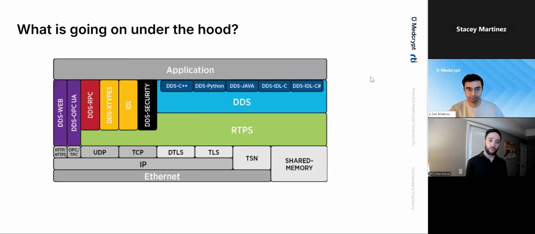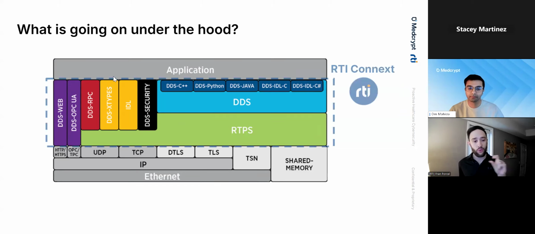Now, let's take a look very quickly at what's going on under the hood. If we think of a network stack where we have the network layer at the bottom and your application on the top, where does Connext fit in? Connext will be this portion here. You can see here at the very bottom we have Ethernet, IP, then UDP, TCP, or any of the secure transports. We also see coming up more recently, TSN is becoming more and more popular. Or if you want to avoid the network altogether and have communication within your device, you can use shared memory.